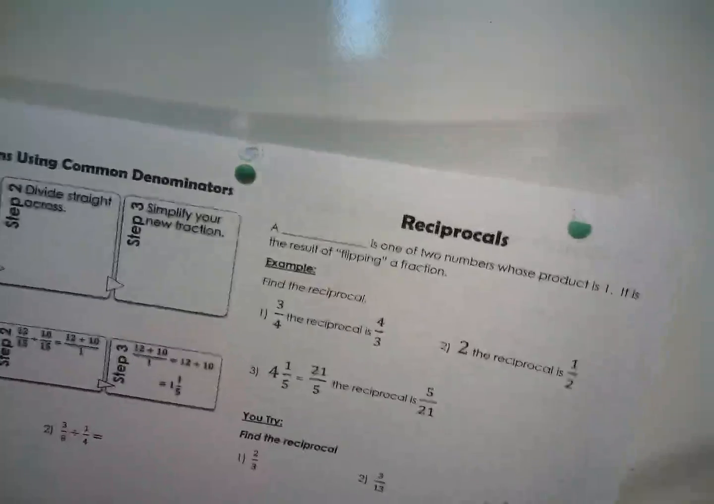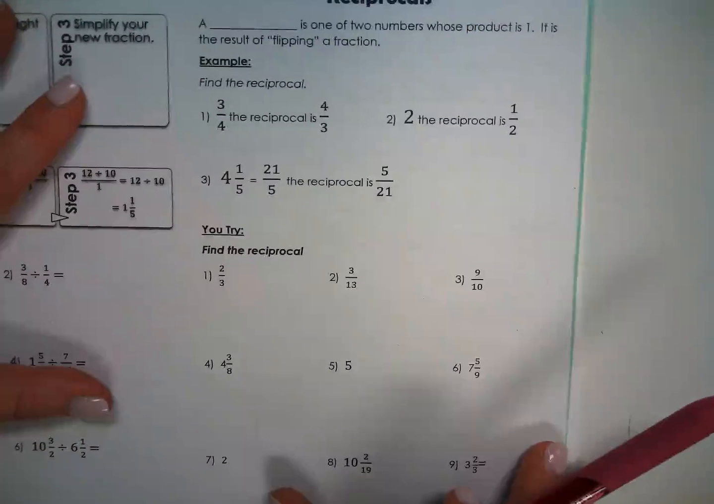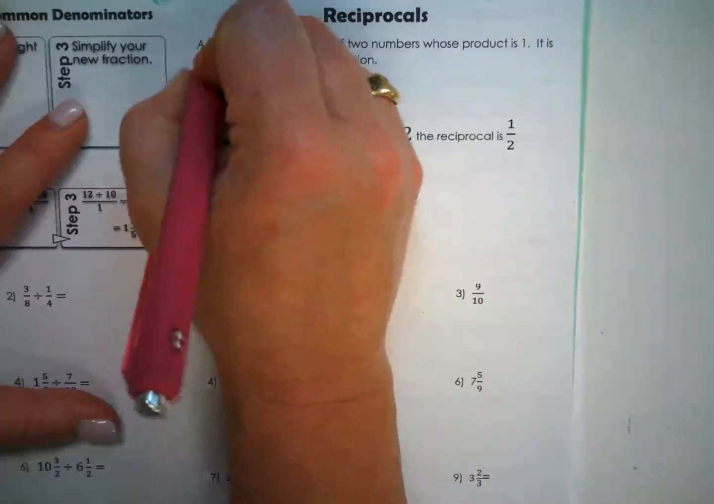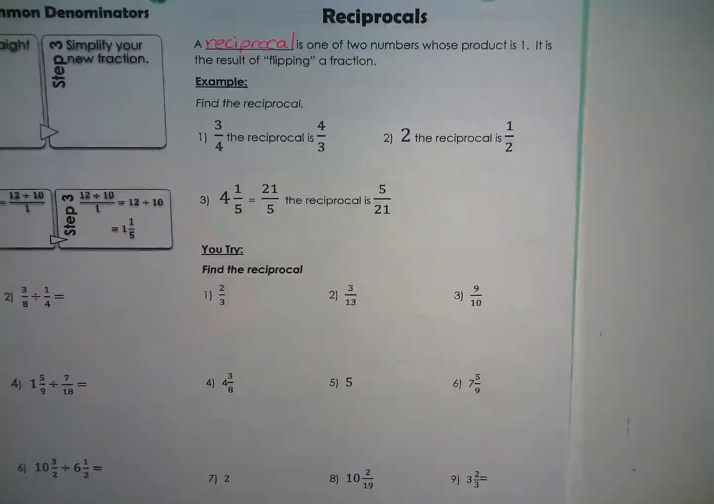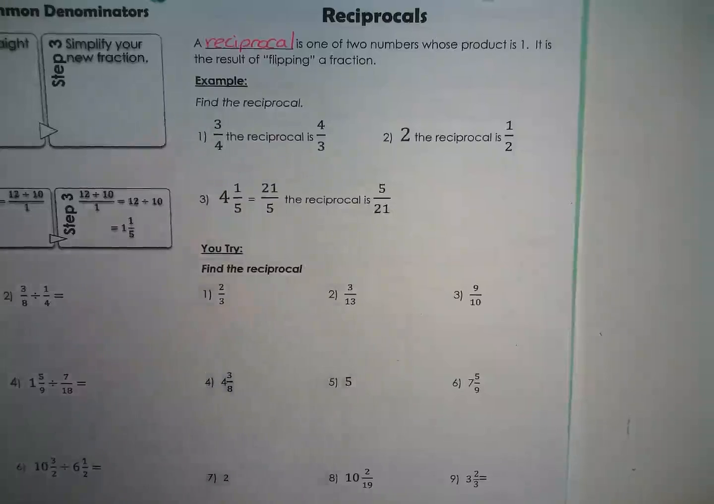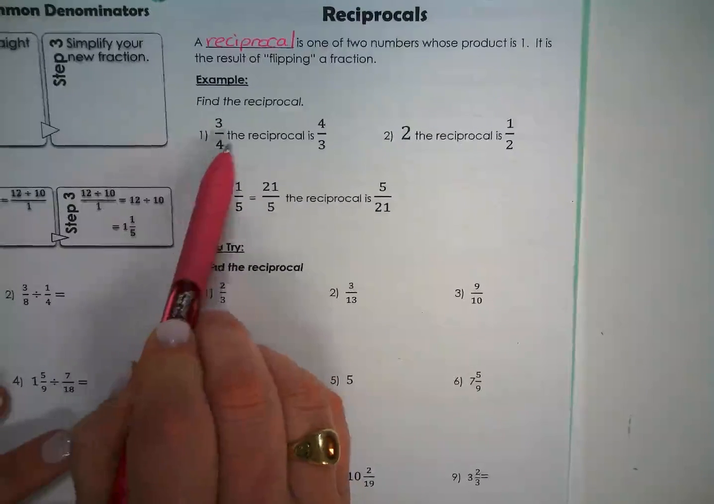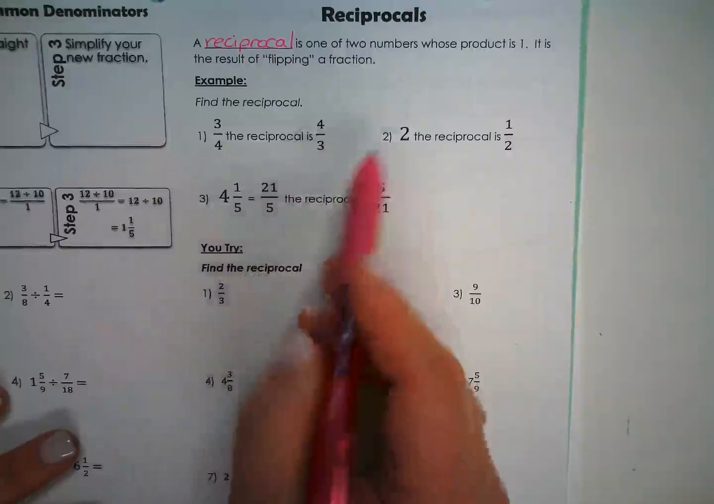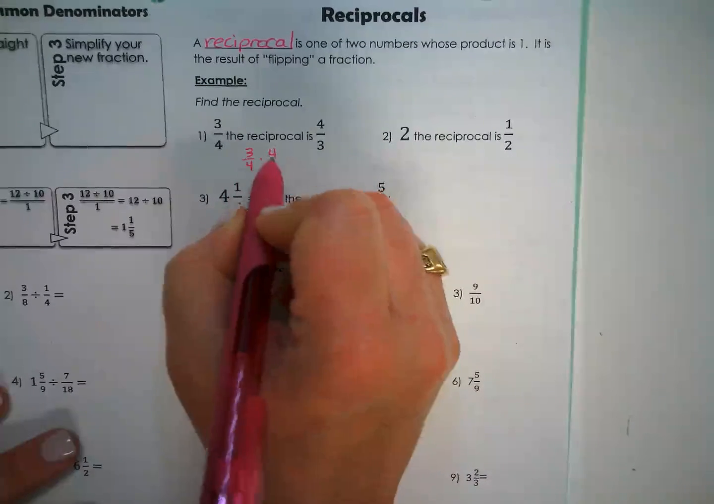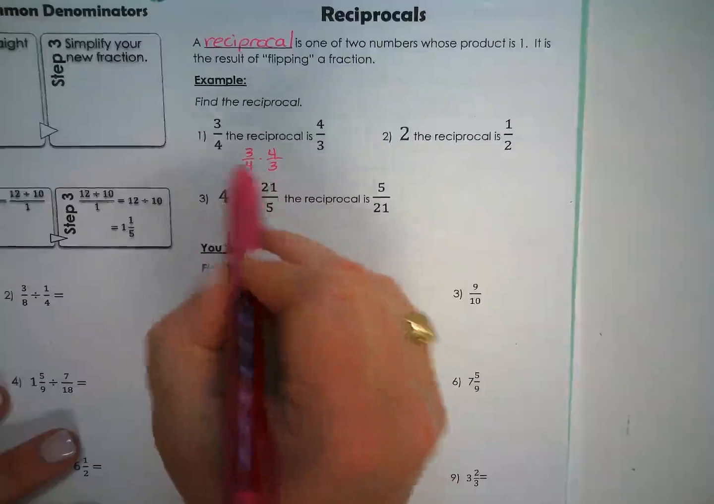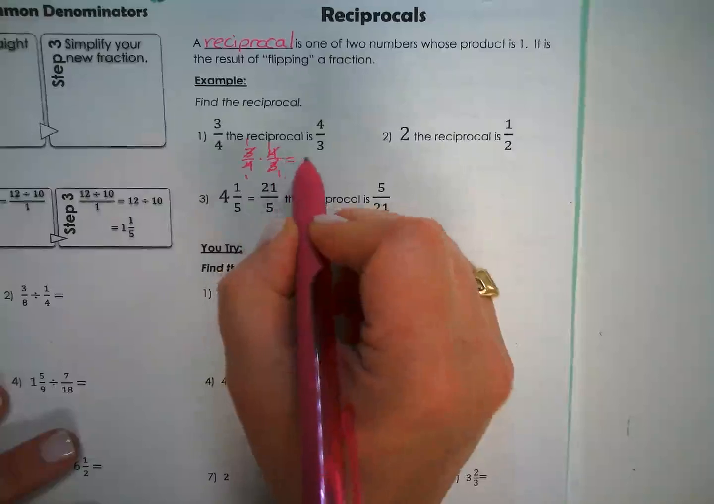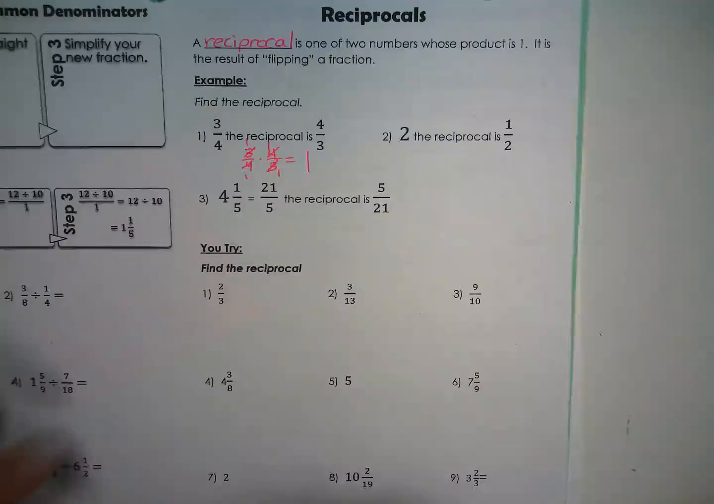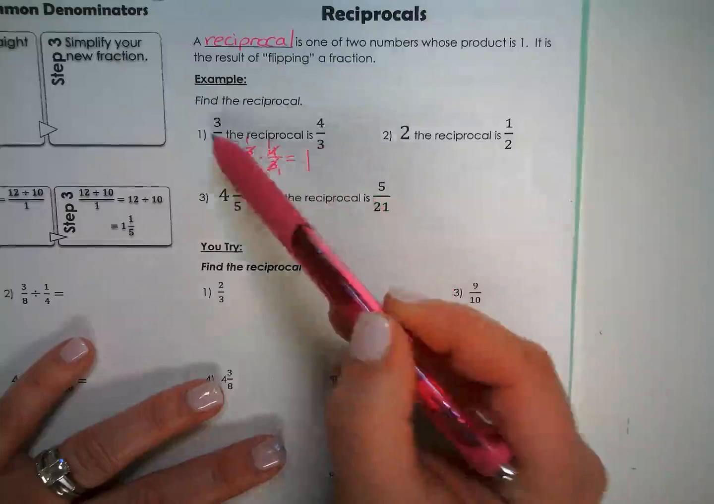Now, as we turn over to the next side, I want to do a quick review of what a reciprocal is. A reciprocal is one of 2 numbers whose product is 1. It is the result of flipping a fraction. So if you take 3/4, its reciprocal is 4/3. And if you were to multiply 3/4 times 4/3, we could simplify across here. So 3 and 3 share a factor of 3, and 4 and 4 share a factor of 4. When I multiply, I get 1. A reciprocal is a flipped over version of an original fraction.